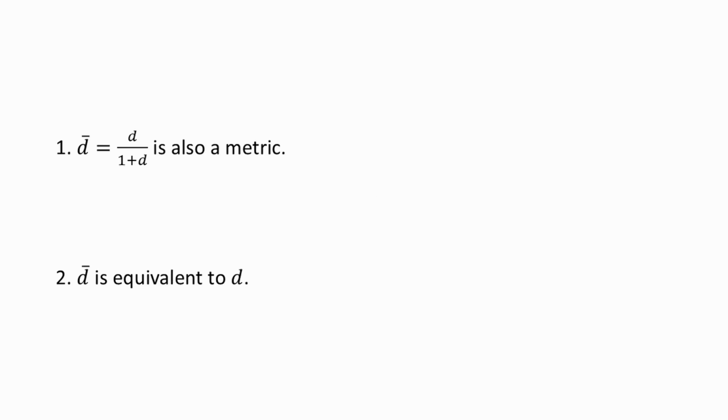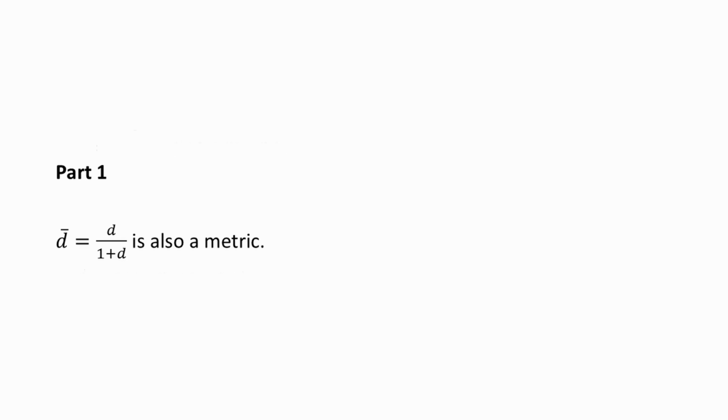We are going to split this problem into two parts. The first one is d bar equals d over 1 plus d is also a metric. The second part is d bar is equivalent to d. Let's get into the first part. d bar equals d over 1 plus d is also a metric.